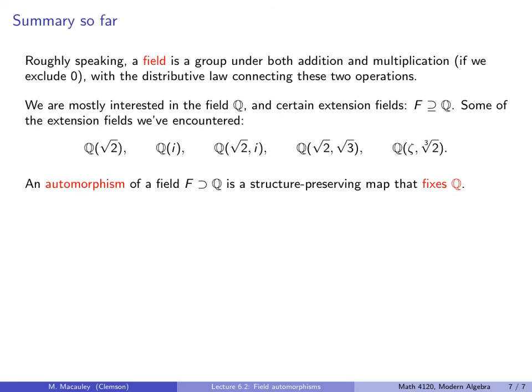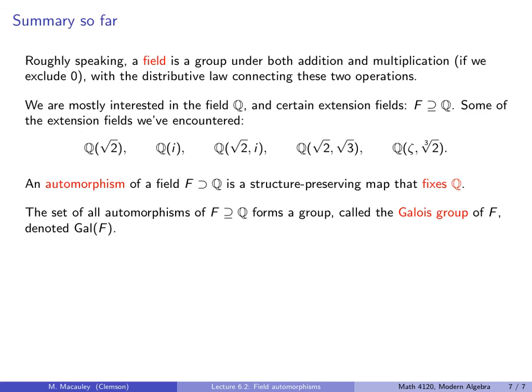Next, an automorphism of a field is a structure-preserving map, and it automatically has to fix the rationals. This is a lot like an automorphism of a group, which had to fix the identity. So here we don't just fix the identity, I guess there are two identities, the additive and multiplicative, but we fix everything that those generate, which are the rationals. The set of all automorphisms of an extension field F of Q forms a group, and it's called the Galois group of F, and it's denoted Gal(F). This is how we write it.